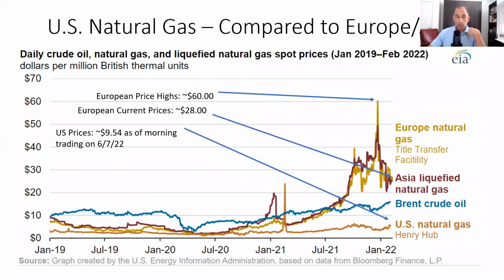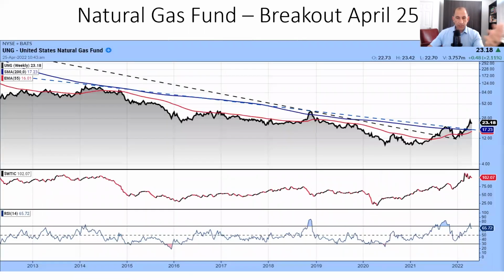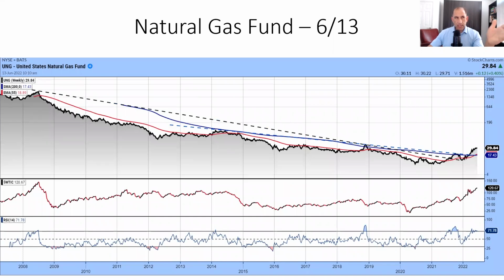And when we look at what we're paying versus what the rest of the world's paying, we look cheap. That's scary because last year, the European average price was around 9, and it hit as high as 60, and is currently trading in the 40s. Sometimes it's ranging between 28 to 35 and as high as 40. So you're seeing these spikes in demand happen a lot across Europe. And the natural gas fund has continued to break out. Here's the 25th, there's May 12th, and there it is today at around 29 change. It probably changed a little bit today, but that's been the trend.